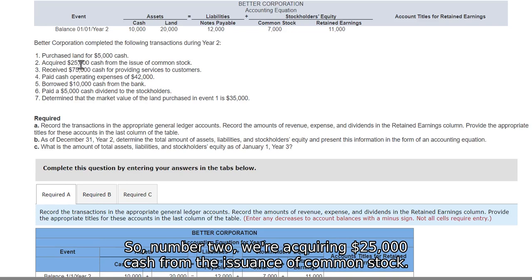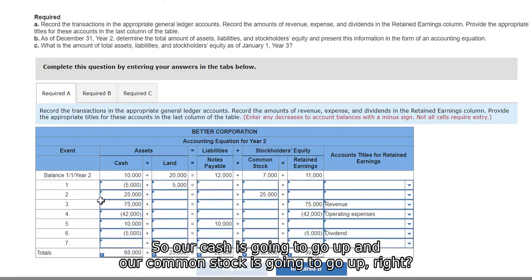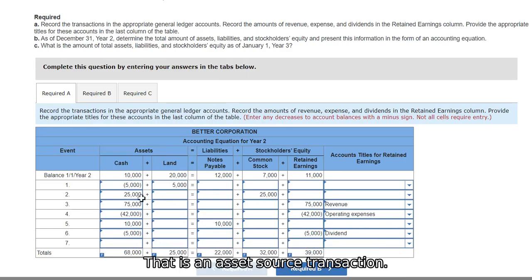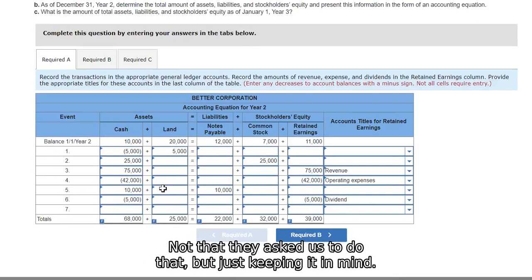So number 2, we're acquiring $25,000 cash from the issuance of common stock. Our cash is going to go up and our common stock is going to go up. That is an asset source transaction. Not that they asked us to identify that, but just keeping it in mind.